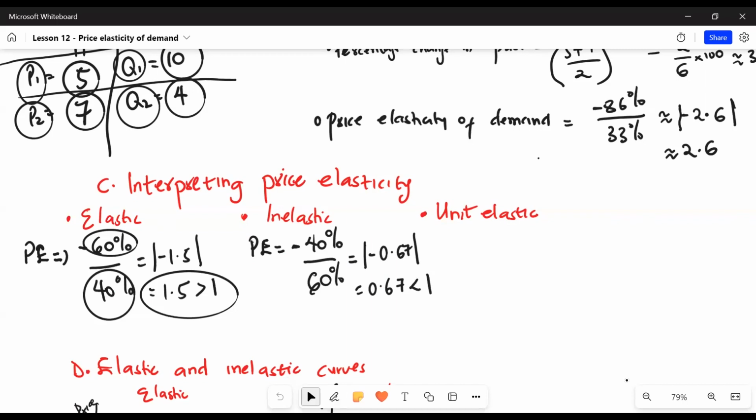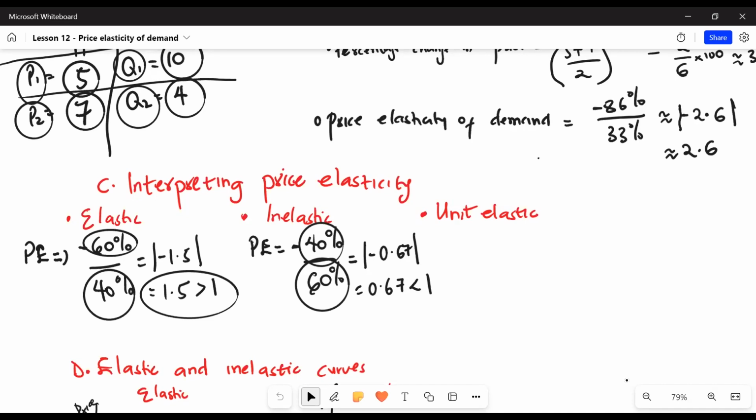What this means here is that if price were to change by 60%, quantity demanded will change by a smaller proportion, something smaller than 60%, and in this case 40%. So it means the changes in price are much bigger than the changes in quantity demanded. And when you calculate a price elasticity and it's less than 1, it means demand is inelastic. Changes in price induce a smaller change in quantity demanded.